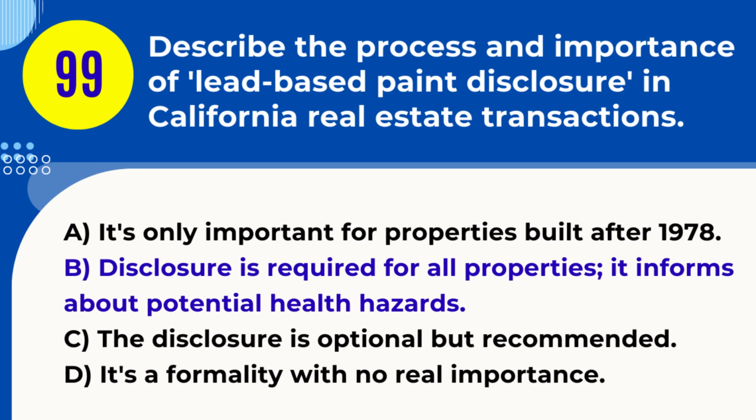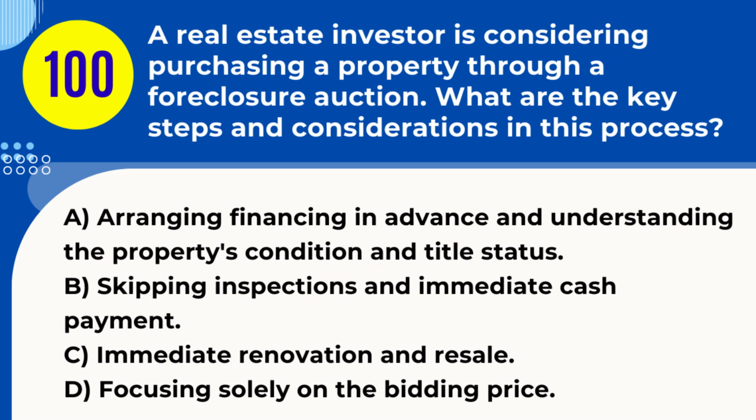Answer. B. Disclosure is required for all properties. It informs about potential health hazards. Explanation. In California, sellers and landlords of properties built before 1978 must disclose the presence of lead-based paint, as it poses significant health hazards. Question 100. A real estate investor is considering purchasing a property through a foreclosure auction. What are the key steps and considerations in this process?